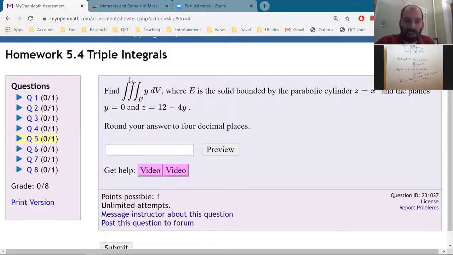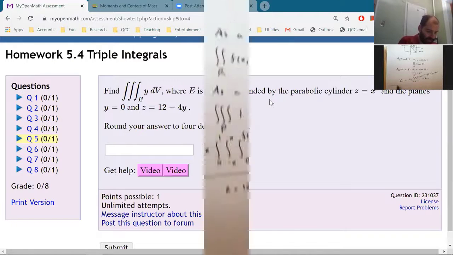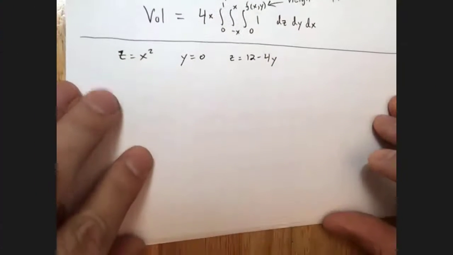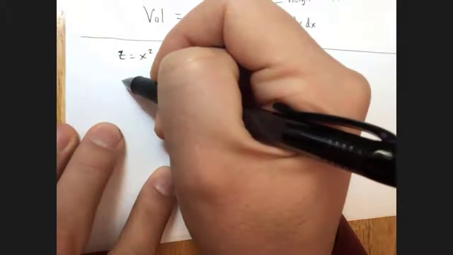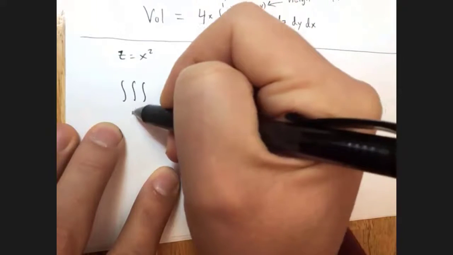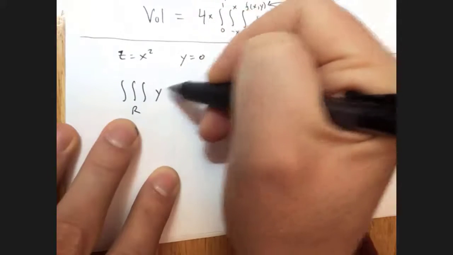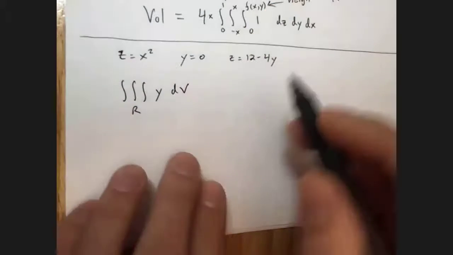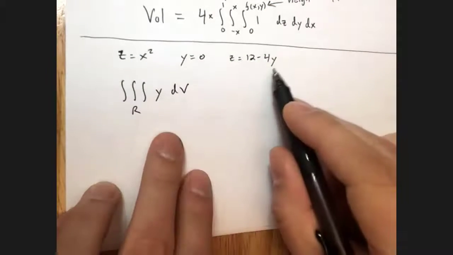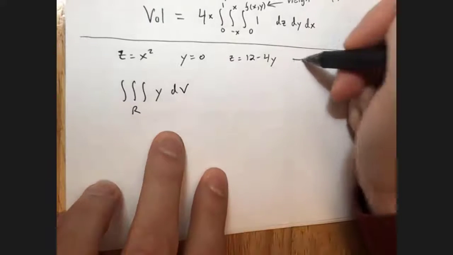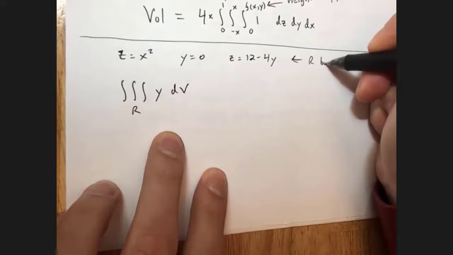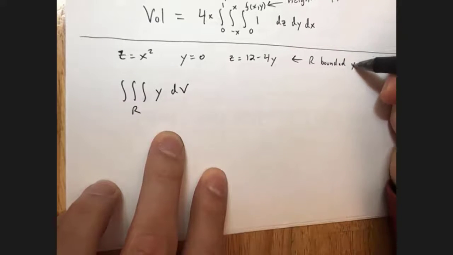Find this integral. The integrand here is just y, where E, the region we're integrating over, is the solid bounded by these curves. So what we're doing is finding a triple integral over a region of y dV, where R is given by the region bounded by these curves.